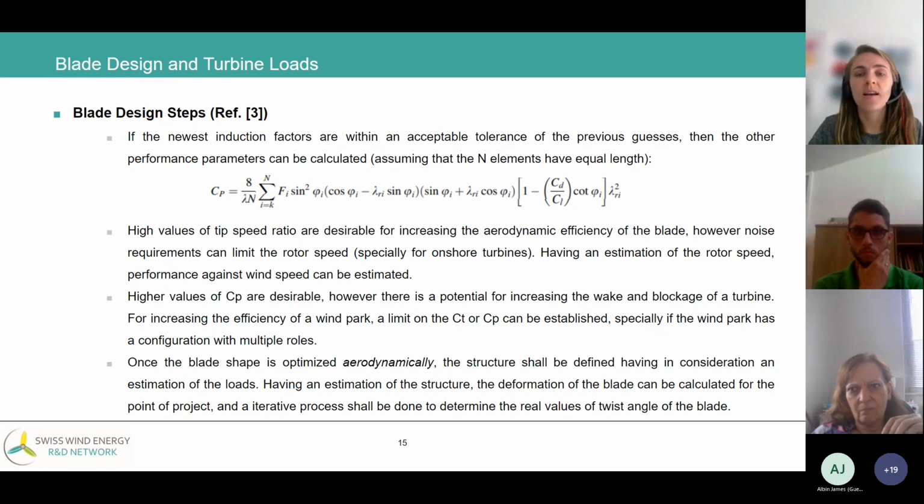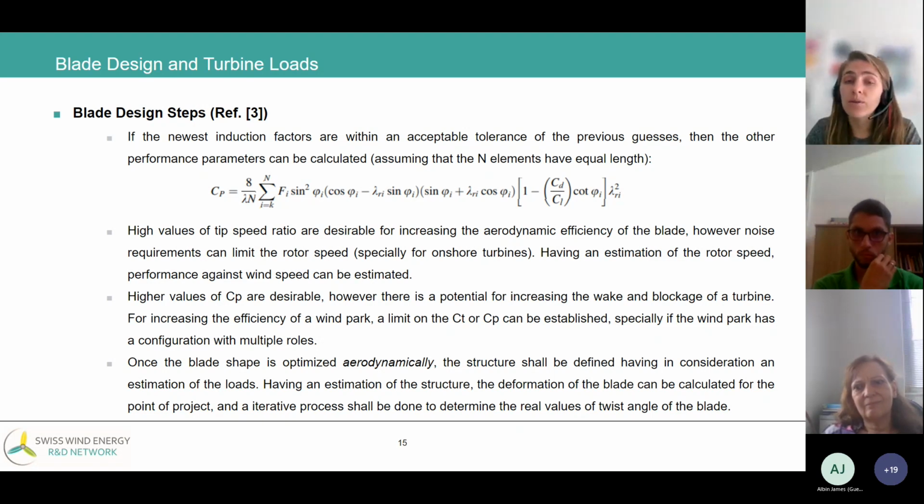But of course, to calculate this, you already have to define an airfoil and a rotational speed. So you are not at the first step of your power calculation, right? You already have to have a lot of things defined.